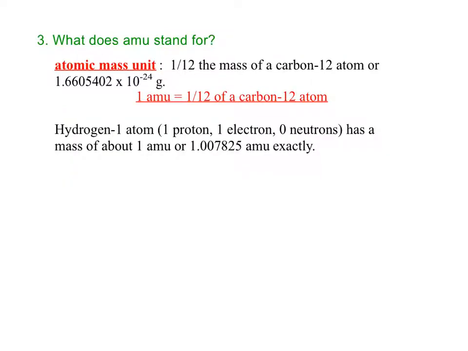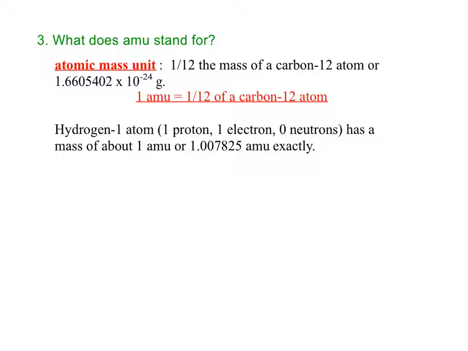So when we set our standard to be this entire scale based around carbon-12, that by definition meant that a single AMU, a single atomic mass unit, was 1/12 the mass of a carbon-12 atom. We said carbon-12 weighs 12, therefore 1/12 of that 12 is a single AMU.